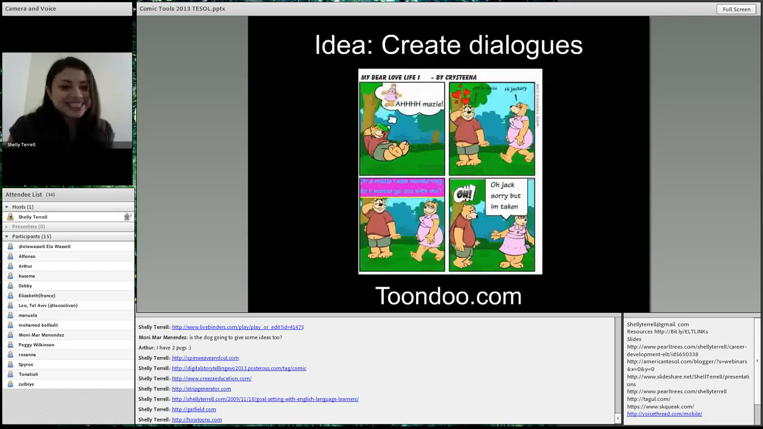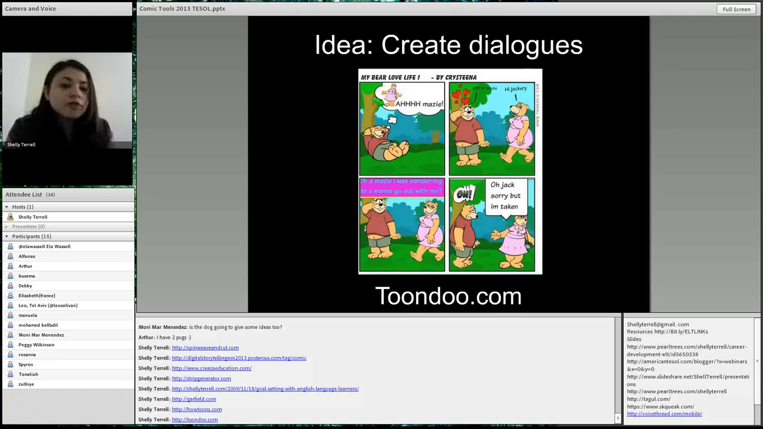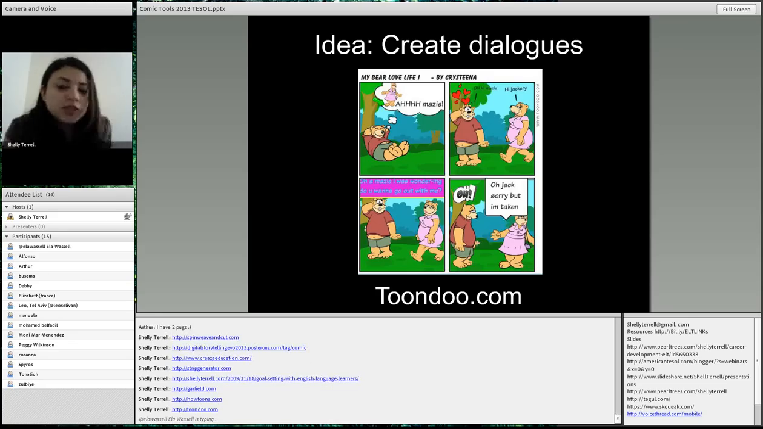Toondoo.com, another really fantastic comic creation tool. And with that, you can create different dialogues. So here is one that I had from Toondoo. And what he's doing is he's asking this girl out. And so you can do things like pick up lines. And I tell my students, okay, because pickup lines are really funny. But one of the great things about English pickup lines is you have to understand the language quite well. It is colloquial language. It's vernacular. It's what people use every day.